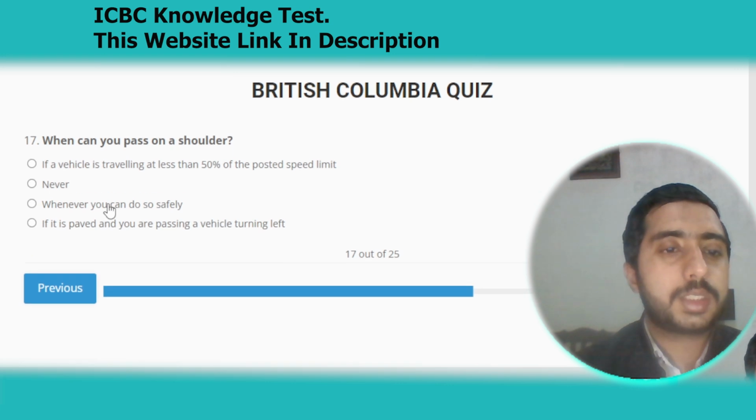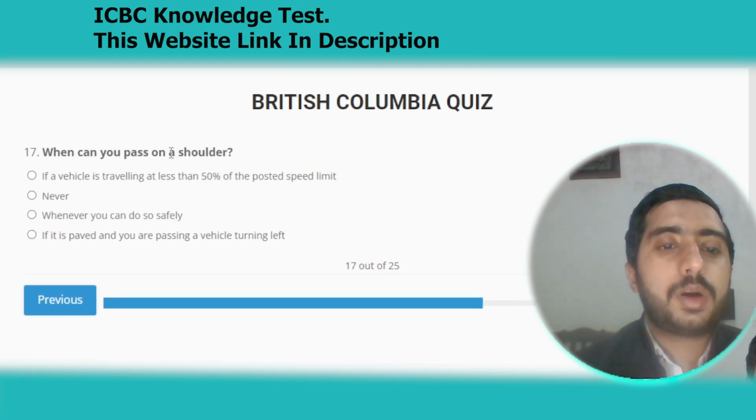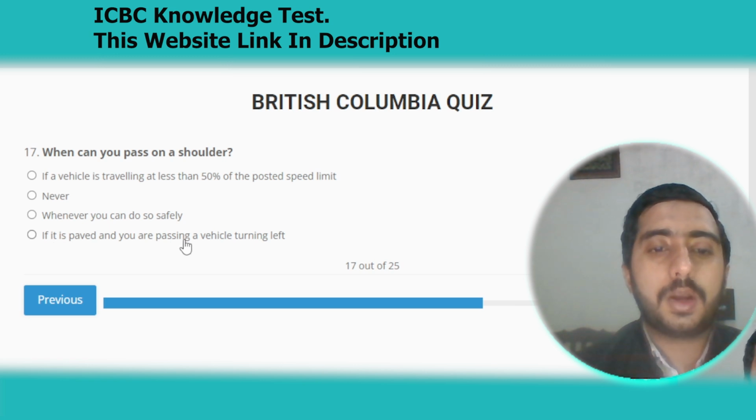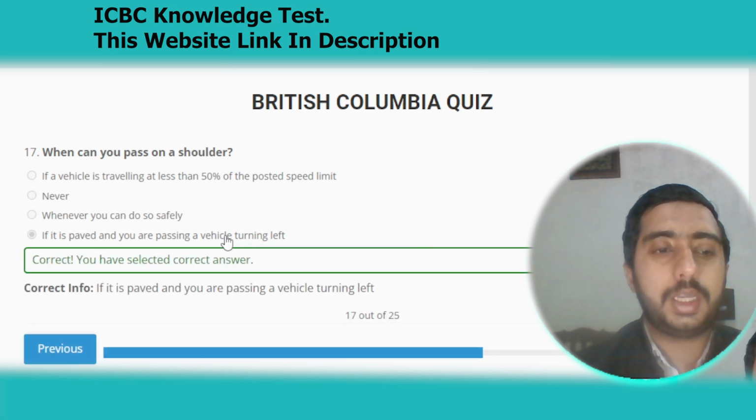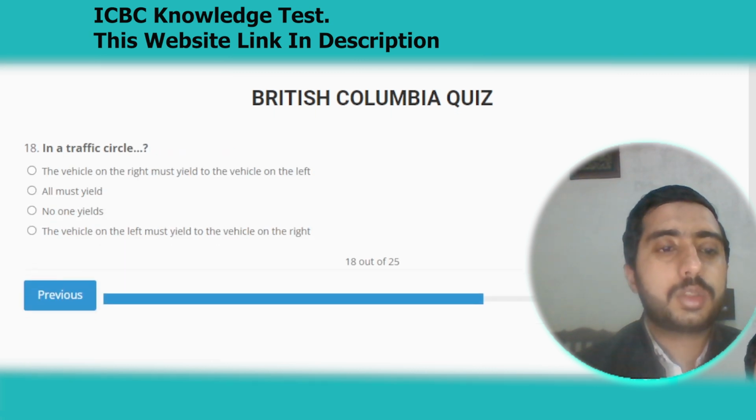Next one, question 17. When can you pass on a shoulder? The correct answer is if it is paved and you are passing a vehicle turning left. Option D.